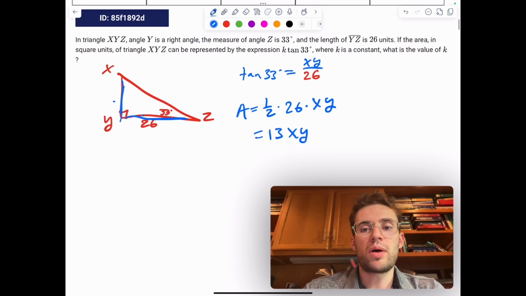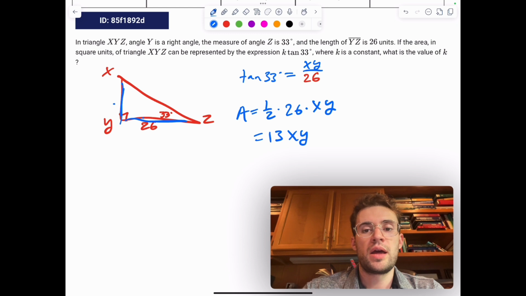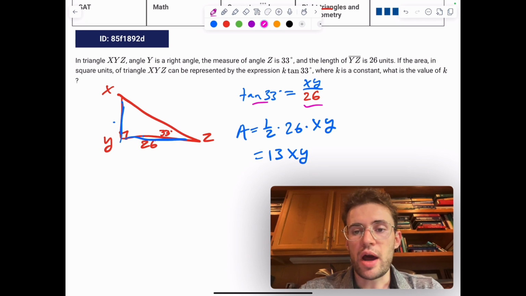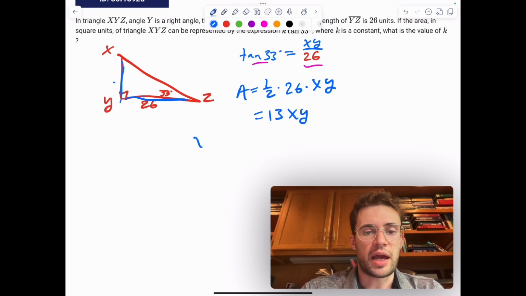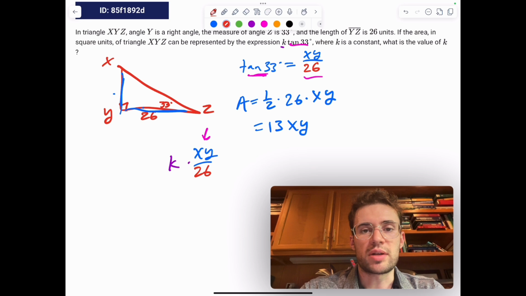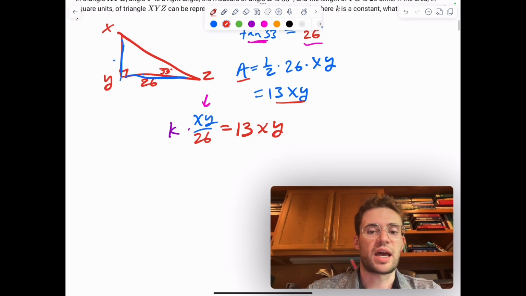All right, so we want something that's equivalent to 13XY that uses this tangent of 33 that we have over here. So you'd have to think, what would you need to multiply XY over 26 by to make it equal to 13XY? So we can rewrite that down here. XY over 26 times K, and K is the thing we're trying to solve for here, because right here, this is tangent of 33. So K times XY divided by 26 is equal to the area, which we said is 13 times XY, which we got using that 1/2 times base times height formula.